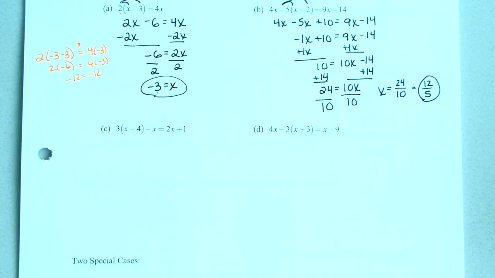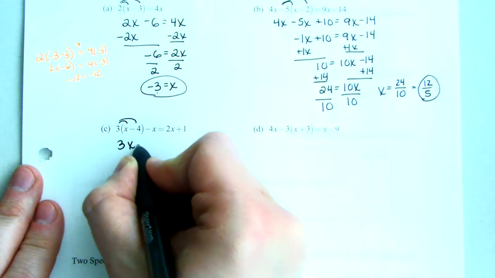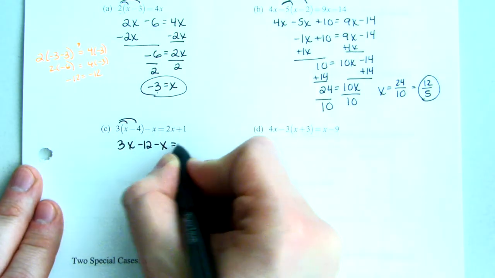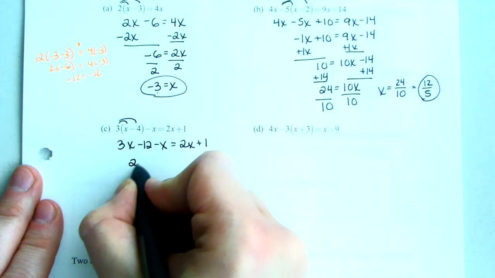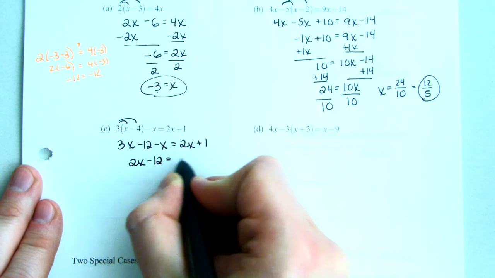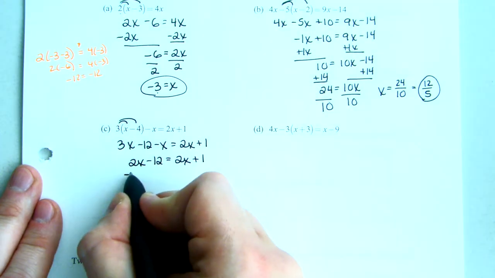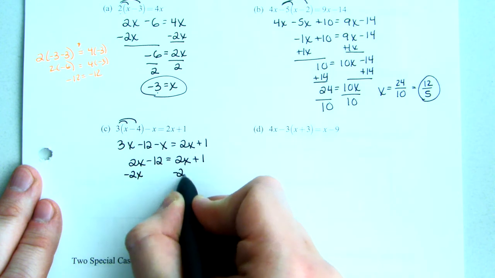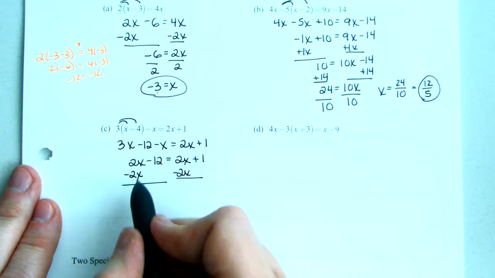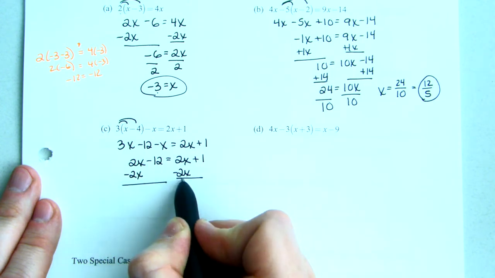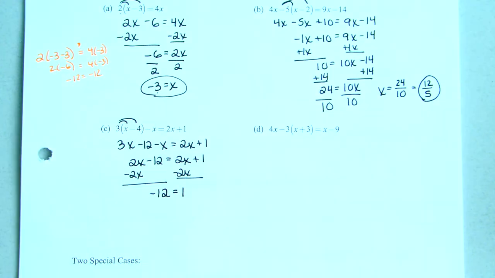I'm going to distribute, and I'm going to get 3x minus 12 minus x equals 2x plus 1. I'm going to combine like terms. 2x minus 12 equals 2x plus 1. I'm going to subtract 2x from both sides. Oh, wait a minute. Looks like those x's disappeared on both sides, and I'm getting negative 12 equals 1.